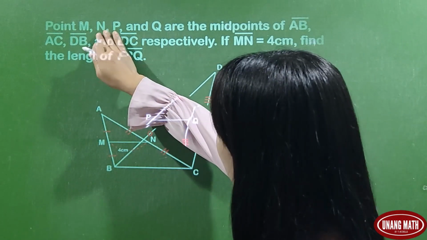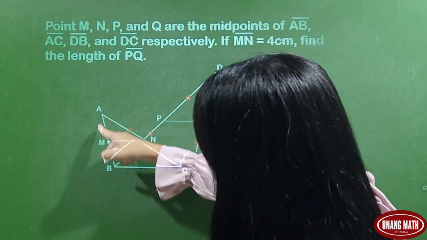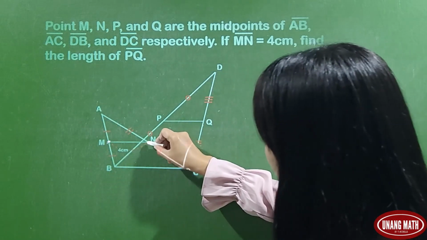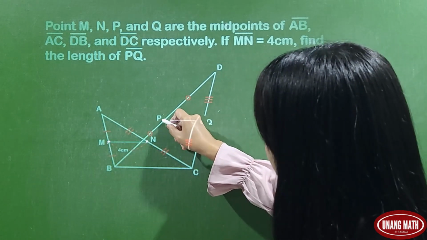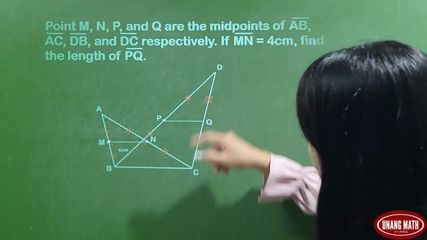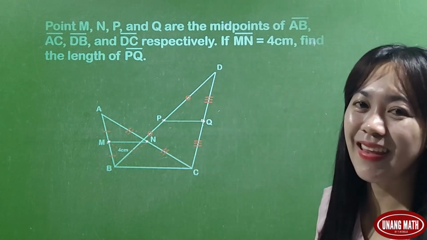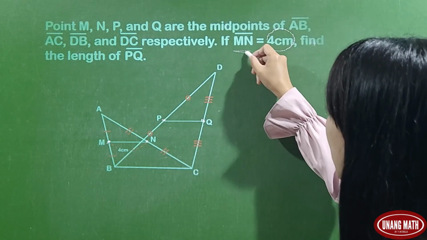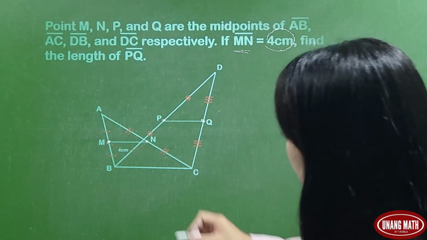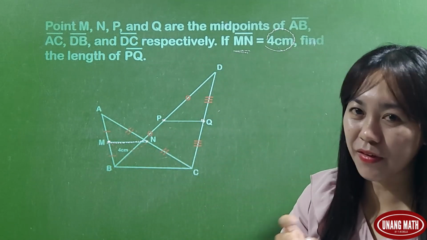Okay, points M, N, P, and Q are midpoints. Point M is the midpoint of segment AB. N is the midpoint of segment AC. P is the midpoint of segment BD. And Q is the midpoint of segment CD. Okay, it's given that segment MN is 4 centimeters. So this segment is 4 centimeters.